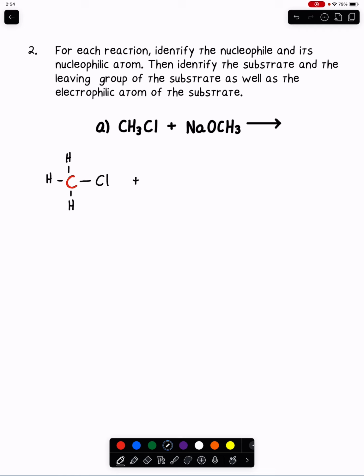Okay, so that sodium methoxide, we're not really too concerned about the actual cation there, sodium. What we're really concerned about is the component with the oxygen, and that methyl group is just bonded to that oxygen. But more importantly, that negative charge is built up on the oxygen. So this methoxide is the nucleophile. The oxygen is holding that negative charge. That is the nucleophilic atom of the nucleophile.